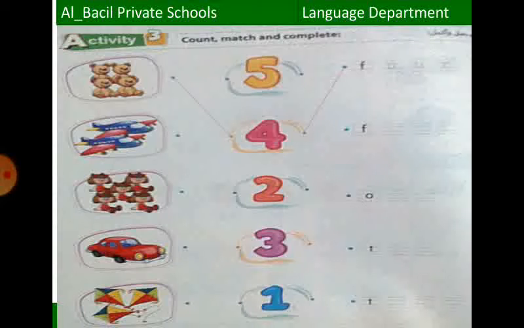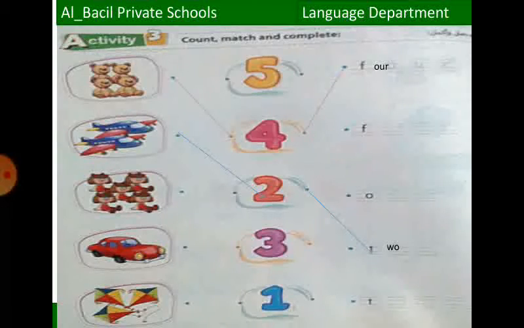Okay, now count, match and complete. عد وصل وكمل. For example, 4 pairs, 4, F-O-U-R. 2, 1, 2. We match it with number 2. How we can write number 2? Yes, T-W-O.